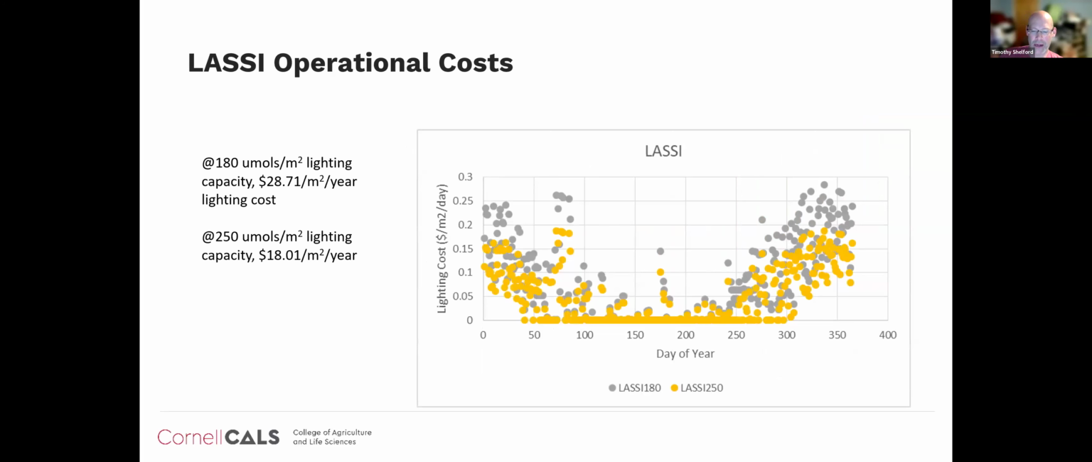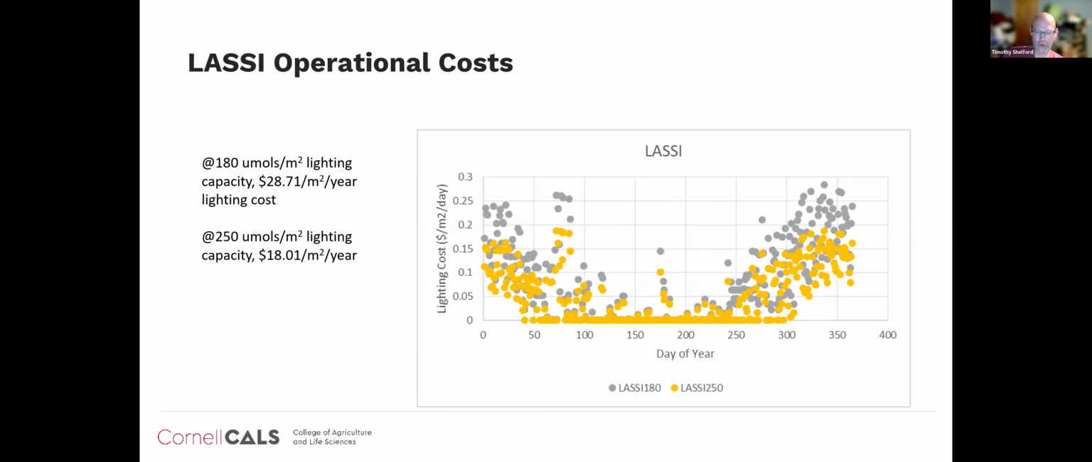So here is a plot of the costs of using LASSI over the course of a year. This is actually from simulation, but this is what we would see in a greenhouse in terms of the dollars per meter squared per day over the course of a year. And so we can see in the summertime that we don't do a whole lot of lighting, and so the costs are very low. There are some occasions where we do need to light, and then presumably most of the lighting occurs in the dark winter months.